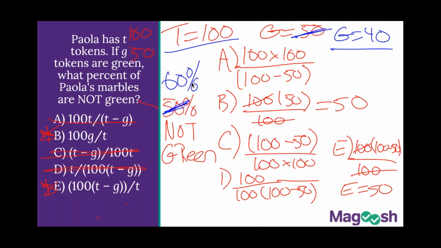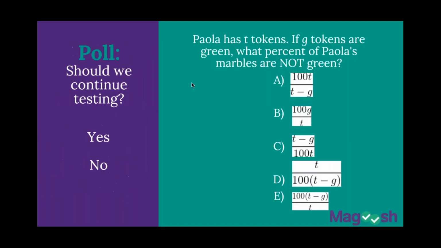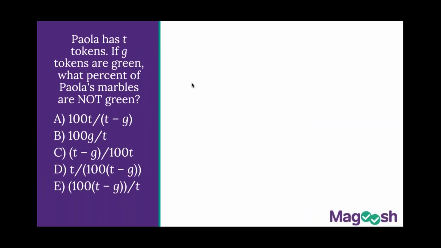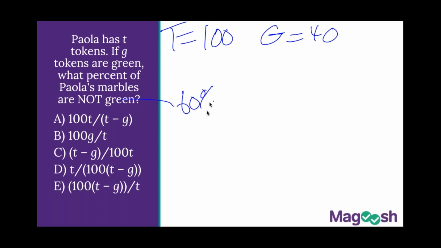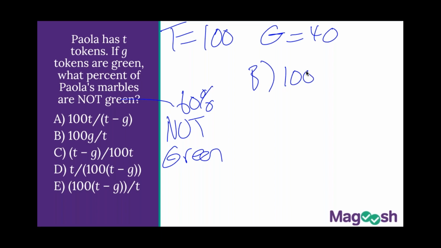And when we come back to test answer choice B, let's see if we have another slide we could do that on. So we have T equals 100, G equals 40, which means the not green is now 60% not green. And so when we test answer choice B, we get 100 times 40 over 100. And this only equals 40, but we needed it to equal 60. And we should know at this point automatically E is the right answer. We shouldn't even need to do that test.